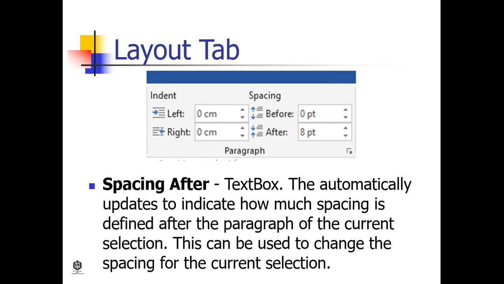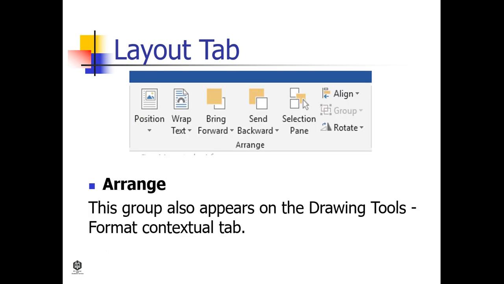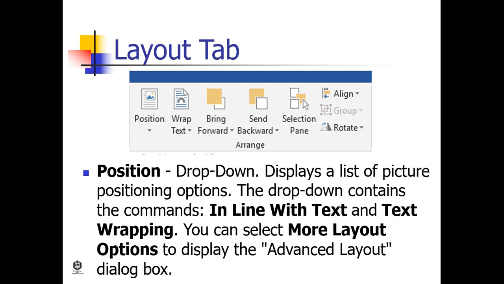Spacing after text box. This automatically updates to indicate how much spacing is defined after the paragraph of the current selection. This can be used to change the spacing for the current selection. Let's proceed to the Arrange. This group also appears on the Drawing Tools Format Contextual tab.